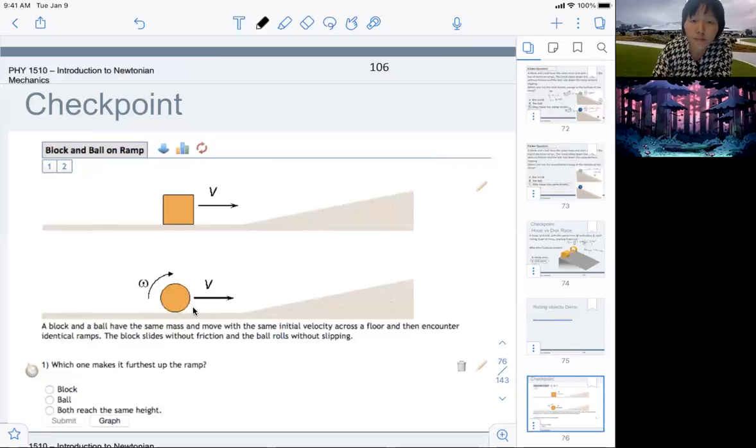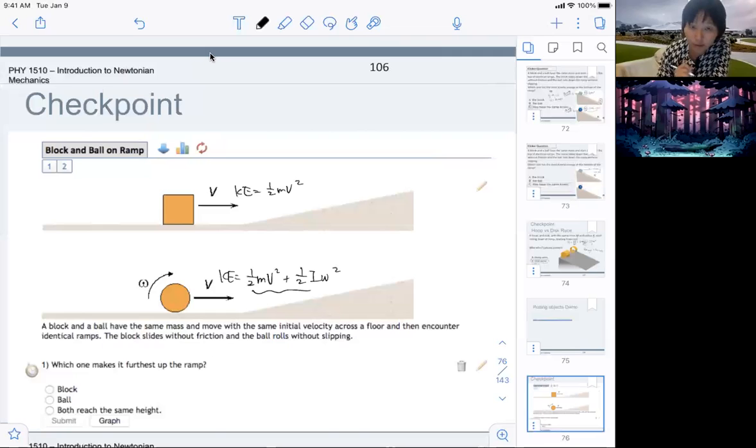I think it'll be the sphere because it has the rotational inertia, so it'll keep going further. The ball will have the rotational inertia. So other than the 1/2 mv squared, the ball has part of the energy 1/2 I omega squared. The kinetic energy of the ball is these two parts. The kinetic energy of the block is just this one part.